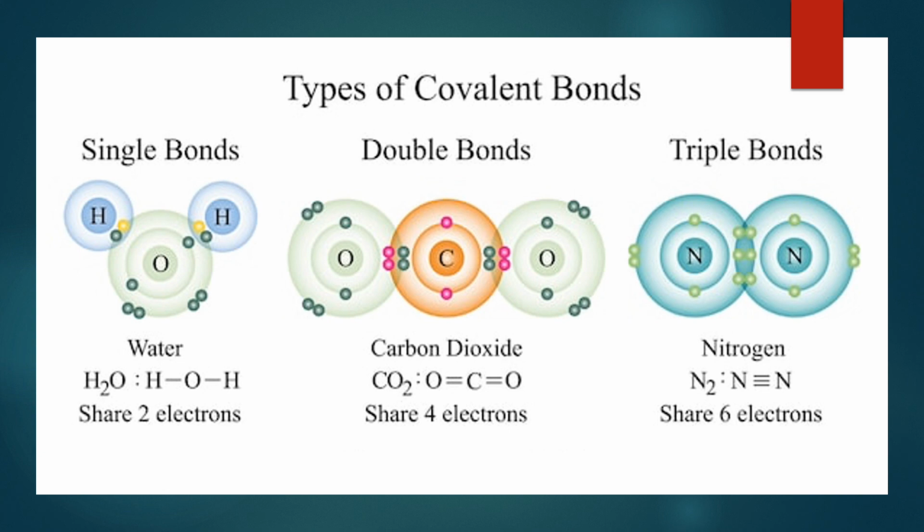Double and triple covalent bonds are stronger than single covalent bonds, and they are characterized by the sharing of 4 or 6 electrons between atoms respectively. Double and triple bonds contain 1 sigma bond and 1 or 2 pi bonds. Pi bonds are a result of 2 lobes of an orbital on one atom, overlapping 2 lobes of an orbital on another atom.